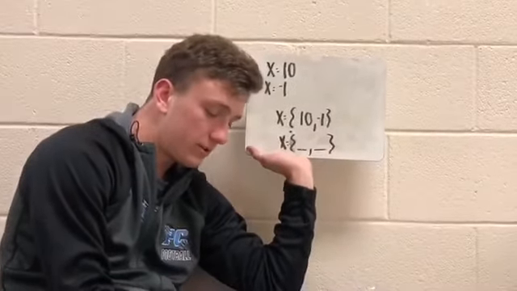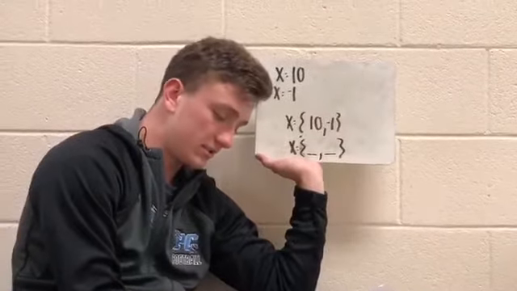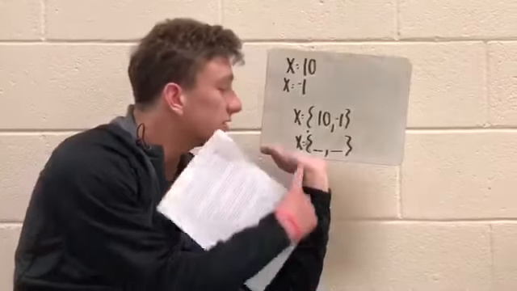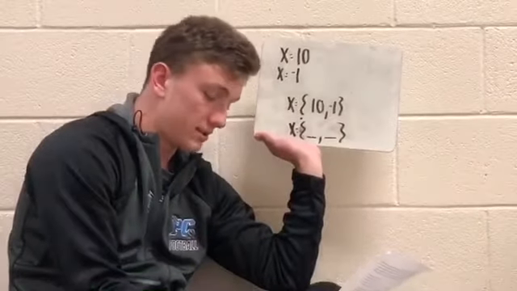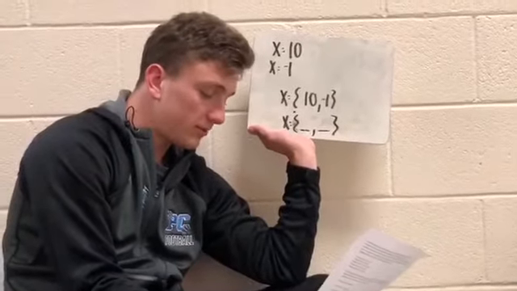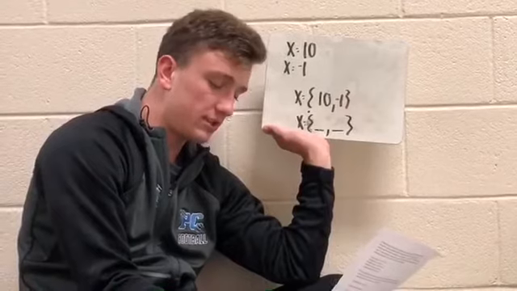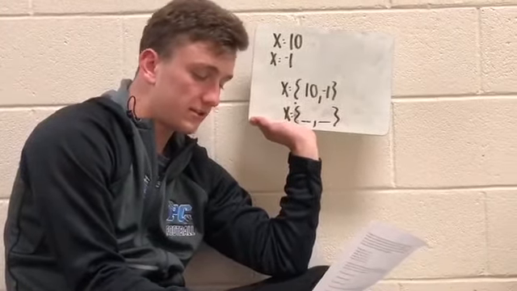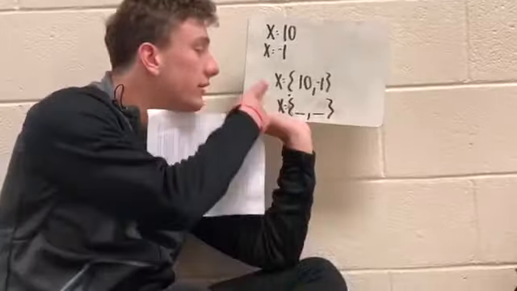For step 4, you just have to write your answer as a solution set. How you write your final answer as a solution set is x equals and this right here. For our examples, since the two answers are 1 and 10, you write your answer as a solution set like this. Right here.